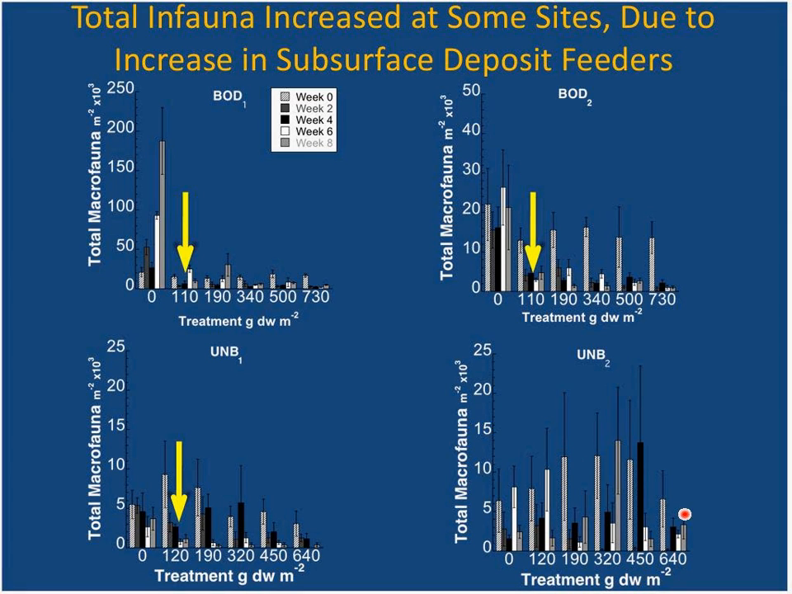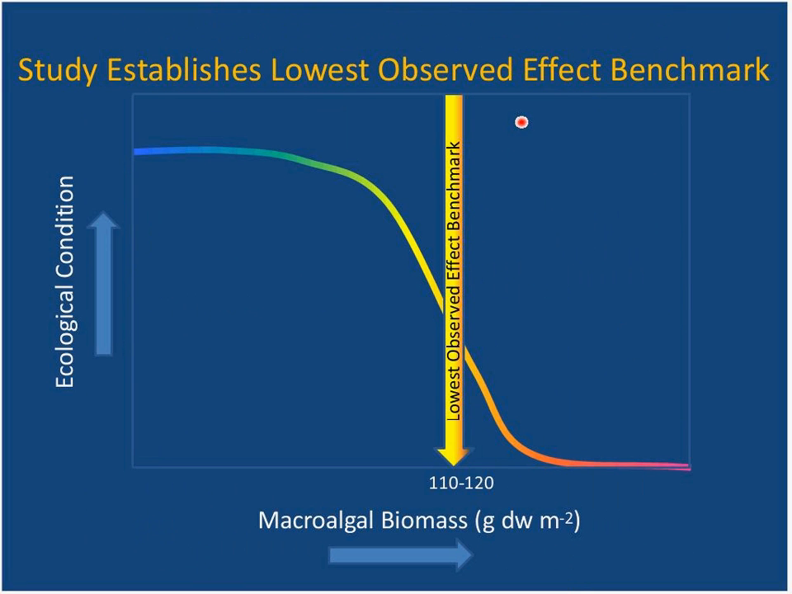And the reason for this is because subsurface deposit feeders are known to be resistant to, say, anoxia and to sulfide accumulations that occur when the mats build up. So we already have a population that is loaded with resistant taxa. We're not necessarily going to see a strong response to macroalgae. What all these results tell us is that we were able to obtain the lowest observed benchmark, which was that 110 to 120 grams dry weight of macroalgae.